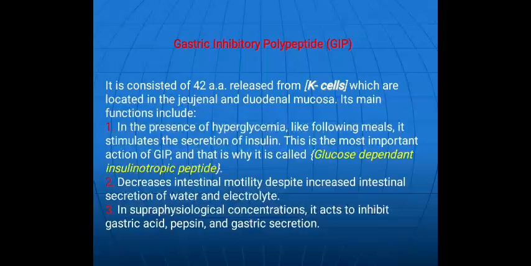Second, decrease intestinal motility despite increased intestinal secretion of water and electrolyte. Meaning, on one hand it slows the motility, and on the other hand it increases the secretion of water and electrolyte into the gut. Third, in the supraphysiological concentration, supra means higher than its physiological effect, it acts to inhibit gastric acid, pepsin, and gastric secretion.